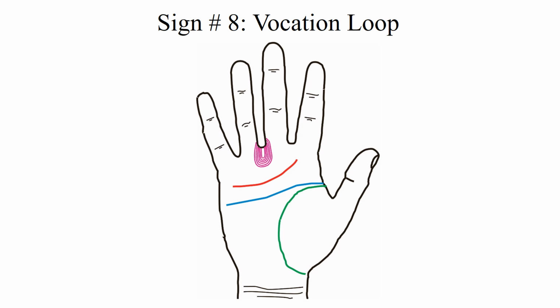The presence of the vocation loop would denote financial success in the chosen field of work, since the person would be very dedicated to work.